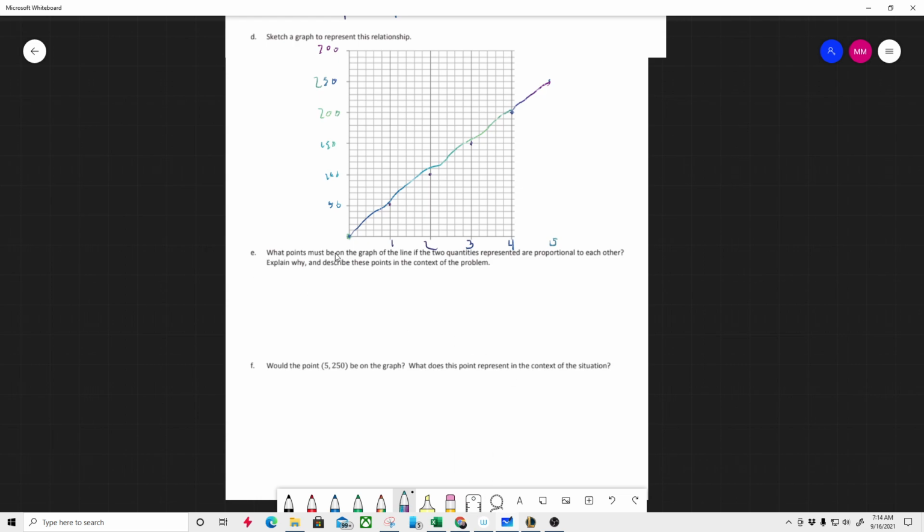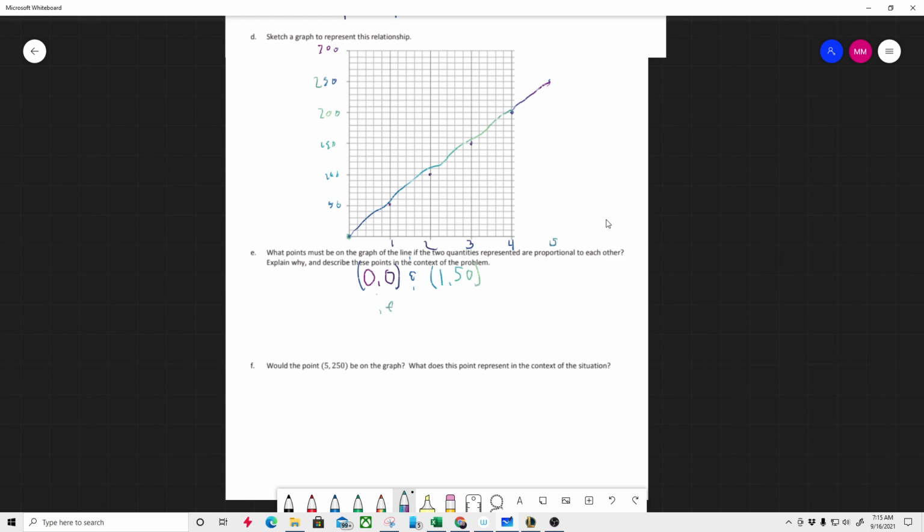All right, E: what points must be on the graph of the line if the two quantities represented are proportional to each other? Explain why and describe these points. Now we've talked about this. Okay, so it doesn't matter. Basically, let's just answer the question. What point must be on the line? It says points, but how about this? We know that 0, 0 must be on the line. And I suppose we could include any of these, any point.